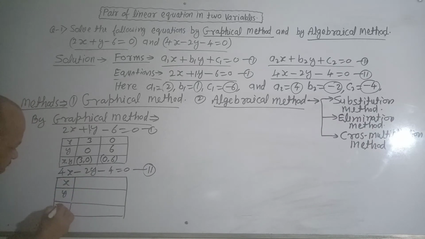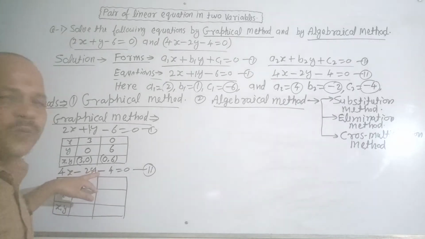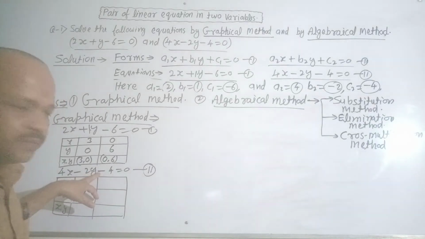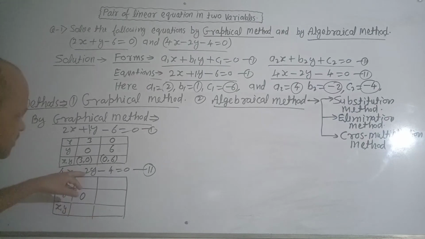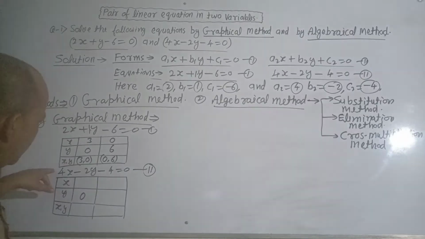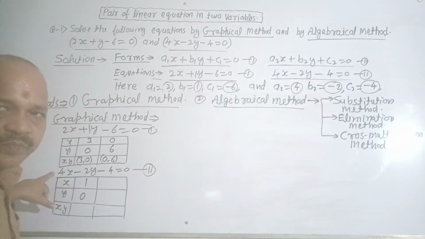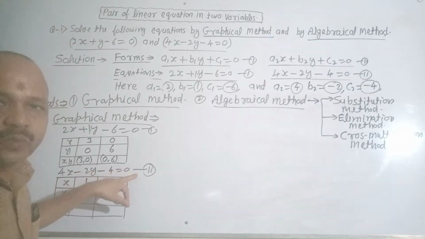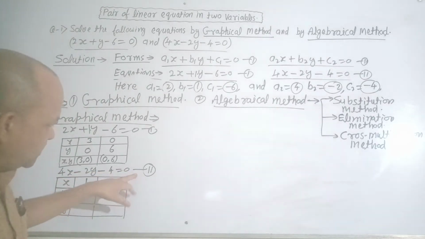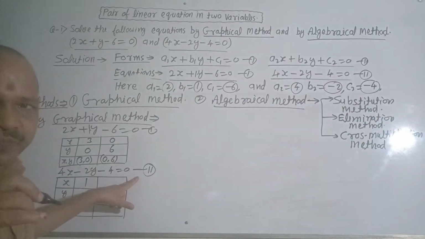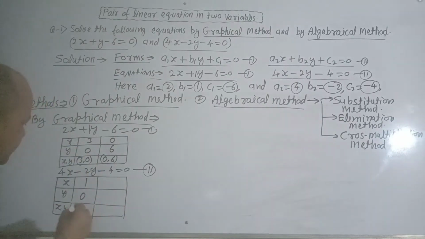Here you put the value of y as 0. It becomes 0. Here the value of x is 1. It becomes 4 plus 4 minus 4 equal to 0. It means it satisfies the equation. Second, your coordinate is (1, 0).